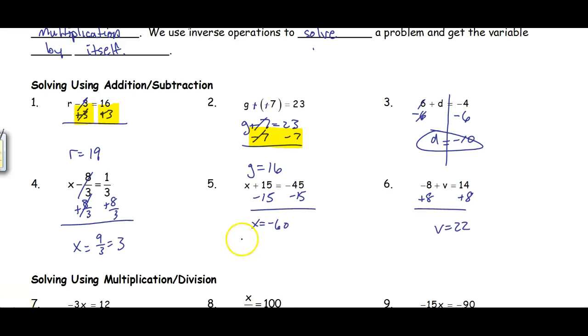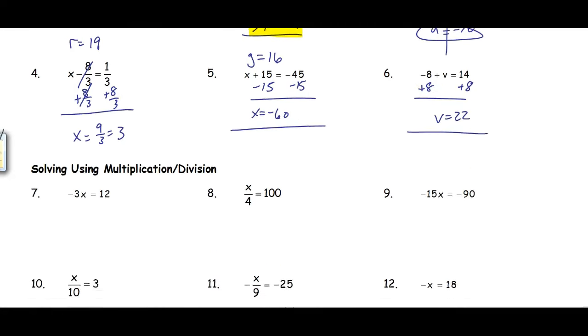All right, so how'd you do? We have x equals negative 60 and b equals 22. Hope you did all right here. This number 6 was a little tricky. Negative 8, what's the opposite? Positive 8. So you're adding 8 on both sides.